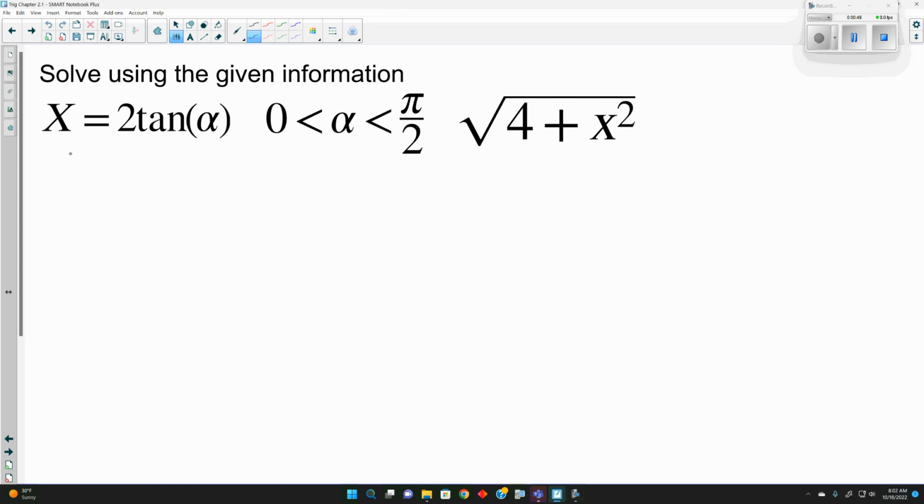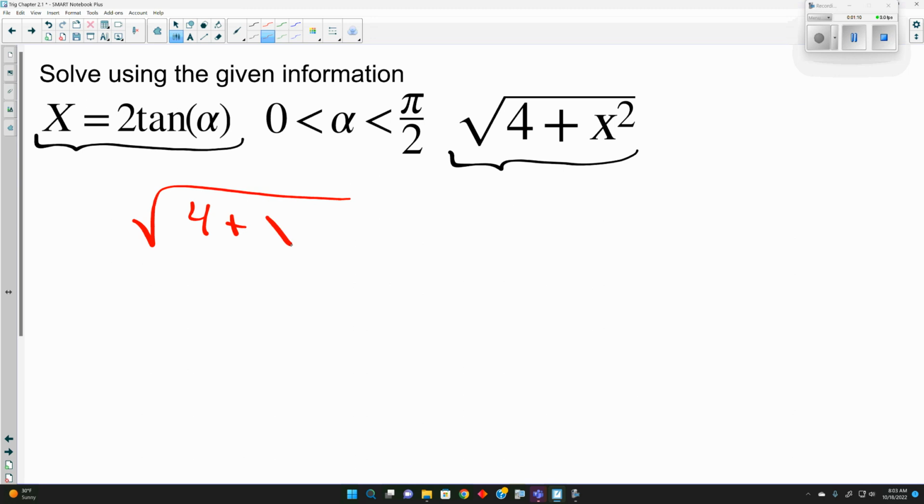Now, for this one, we want to solve using the given information. So they tell us that x is equal to 2 times tangent of alpha, where alpha is between 0 and pi over 2, so 0 and 90 degrees. And we want to solve this here, the square root of 4 plus x squared. So really what we're starting off with is the square root of 4 plus x squared.